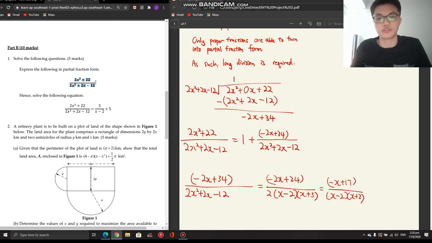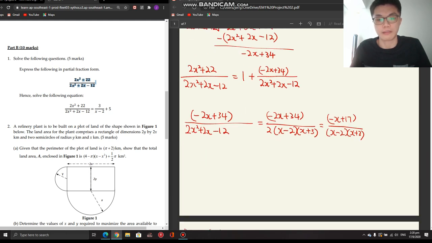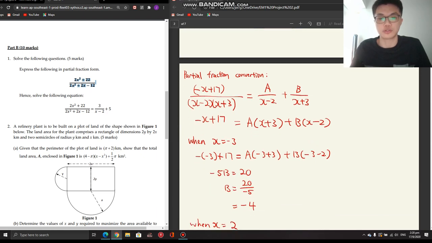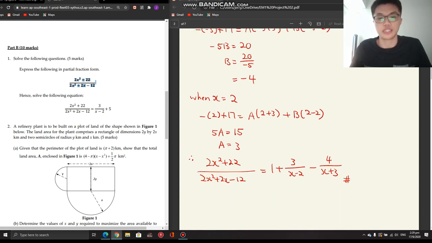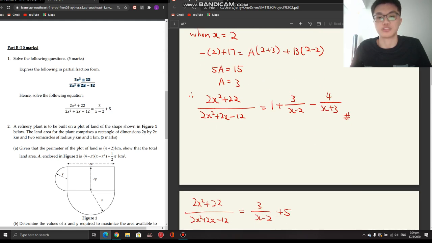By carrying out long division, we find that this equals 1 plus (minus 2x plus 34) over (2x squared plus 2x minus 12). Before partial fraction conversion, we need to simplify everything to get (minus x plus 17) over (x minus 2)(x plus 3). With this expression, we can carry out partial fraction conversion. After it's done, we find that B equals minus 4 and A equals 3. So my final result for the partial fraction form is 1 plus 3 over x minus 2 minus 4 over x plus 3.